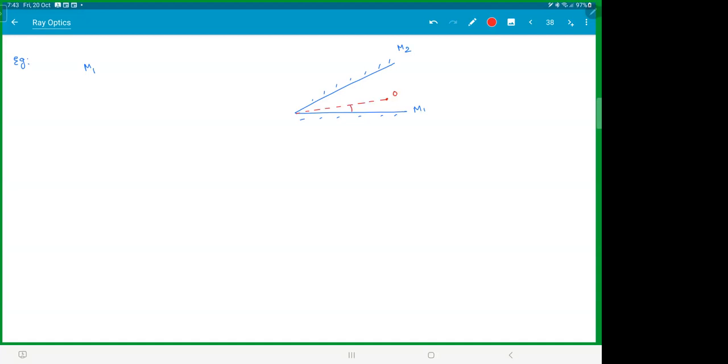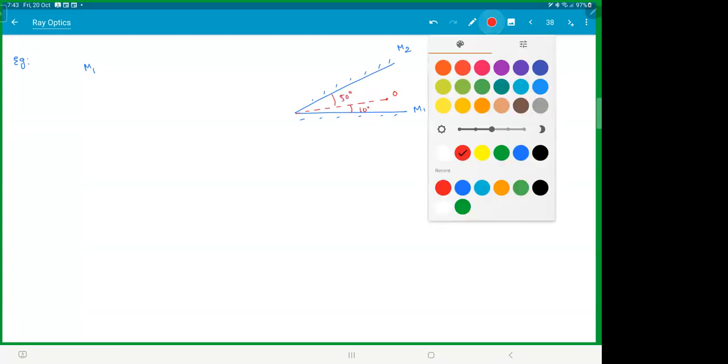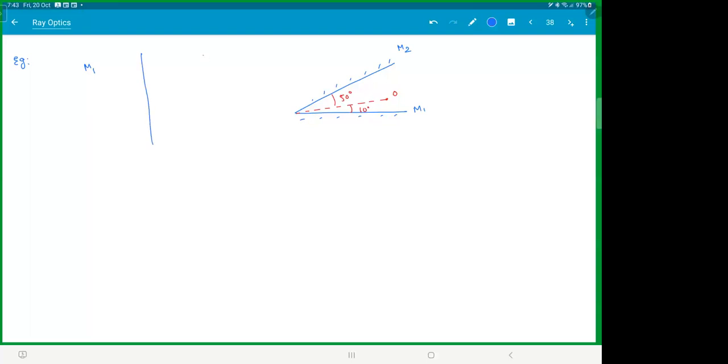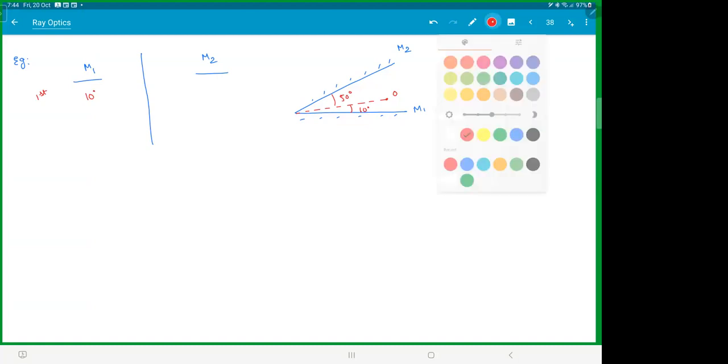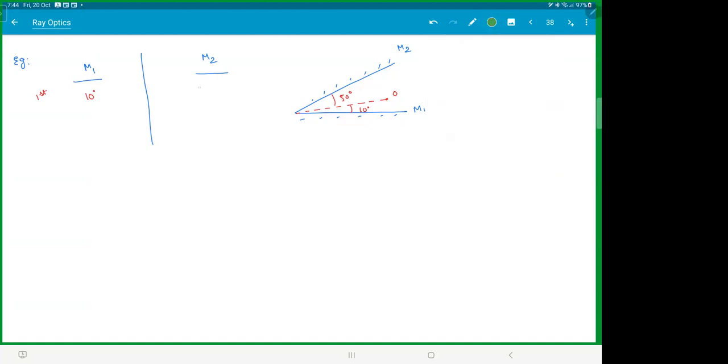This is the object. Let's say this is 10 degrees and this is 50 degrees. Listen carefully again, I'll tell you. M1, M2. So the first image will form for M1 10 degrees from the other side. So this is your first image. Means that will be 10 degrees on this side. For M2, the first image will form 50 degrees on the other side.